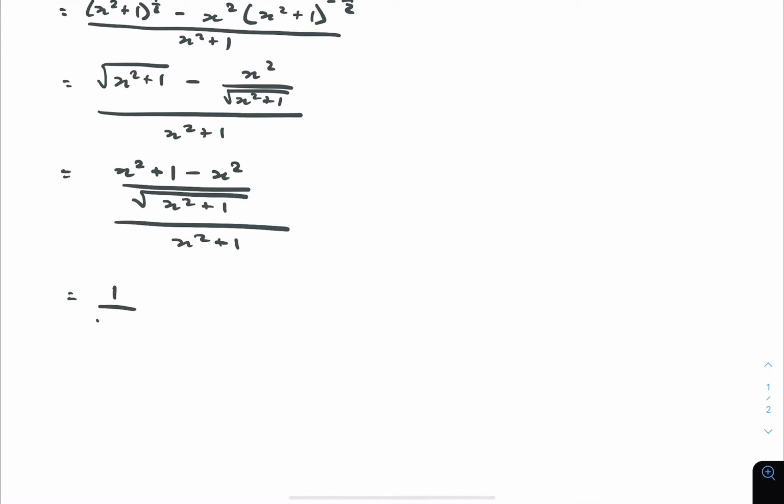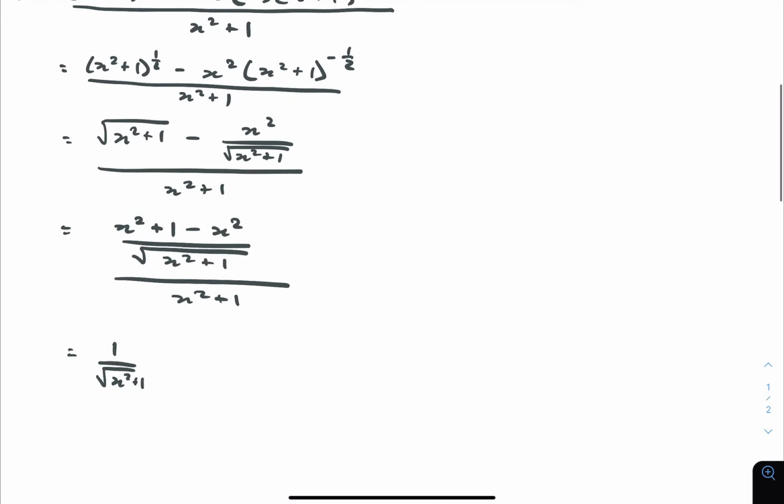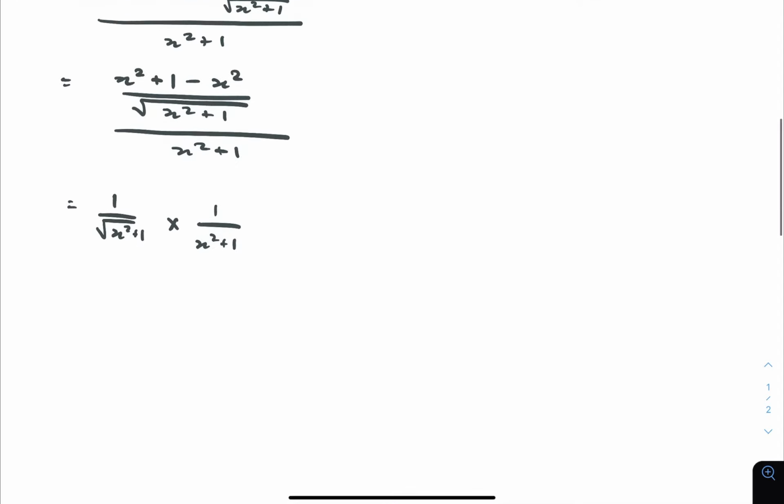1 over the square root of x squared plus 1, which is multiplied by the inverse of this. So that gives us 1 over x squared plus 1. So that's equal to 1 over x squared plus 1 to the power of 3 over 2.